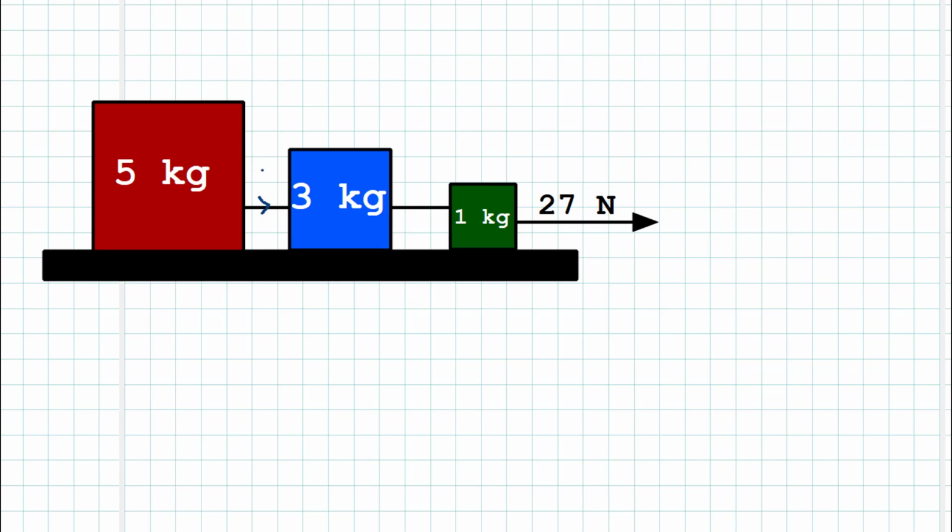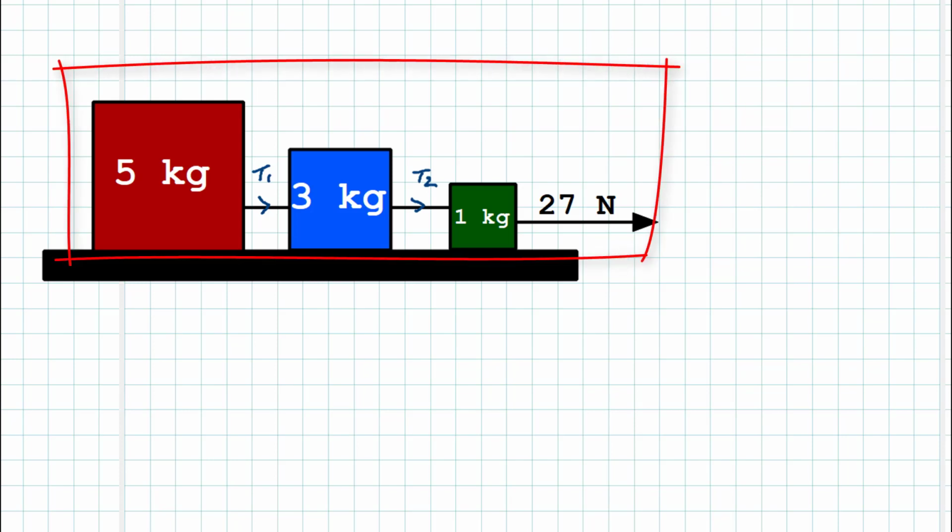We'll call that here tension T1, and we'll call that there tension T2. Remember, tension is a pulling force which acts between these two blocks because the string transmits the force. So how are we going to find tension 1 and tension 2? Well, the first thing we have to do is find the overall acceleration of the system. And the system comprises the 5 kilogram block, 3 kilogram block and 1 kilogram block.